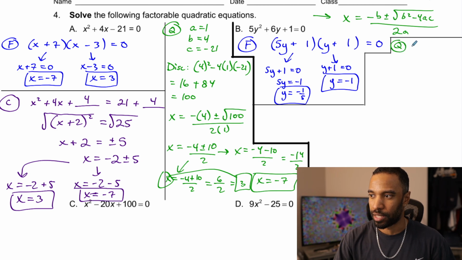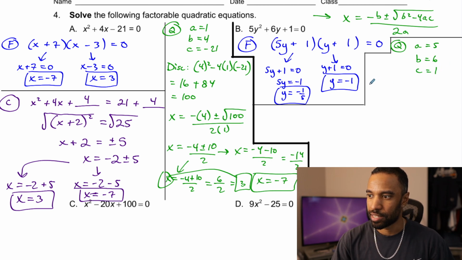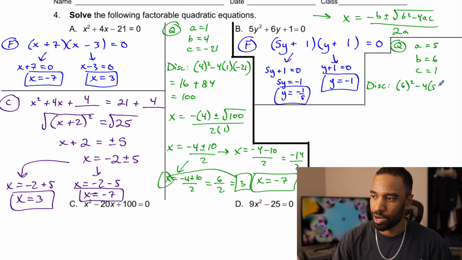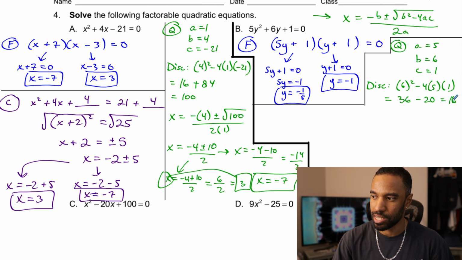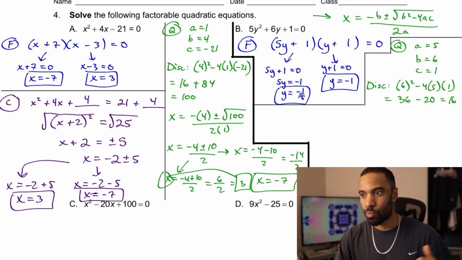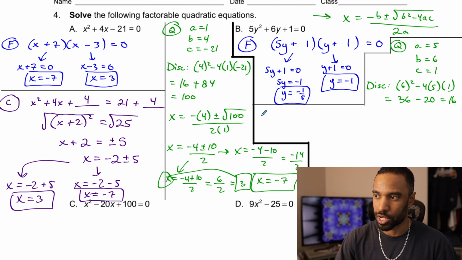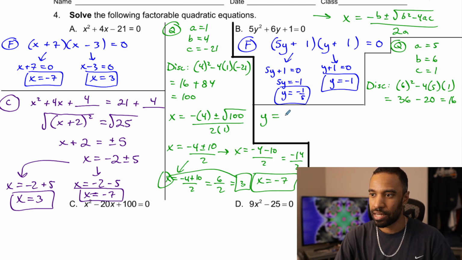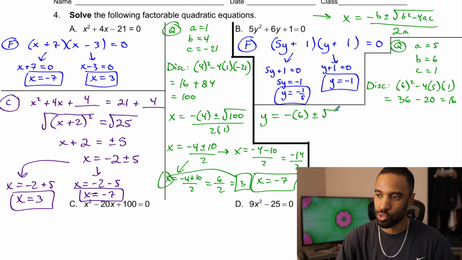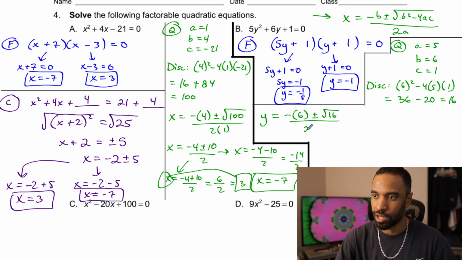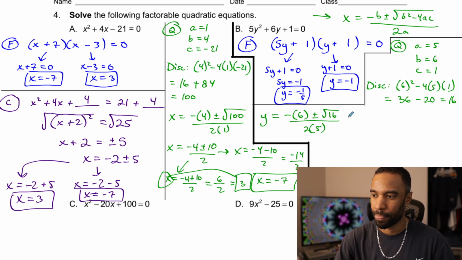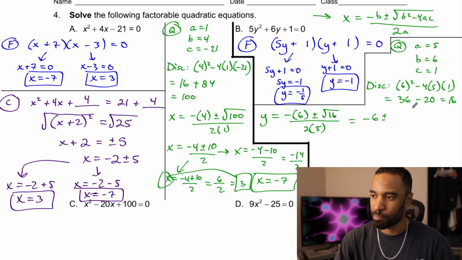And in quadratic formula, I'm going to recognize A is 5, B is 6, and C is 1. And the discriminant of that will be B squared minus 4AC, which is 36 minus 20, which is 16. 16 is my discriminant. So when I use quadratic formula here, it's not x equals anymore, now it's y equals negative b plus or minus the square root of b squared minus 4ac, all over 2a. That's going to be negative 6 plus or minus square root of 16 is 4, all over 10.